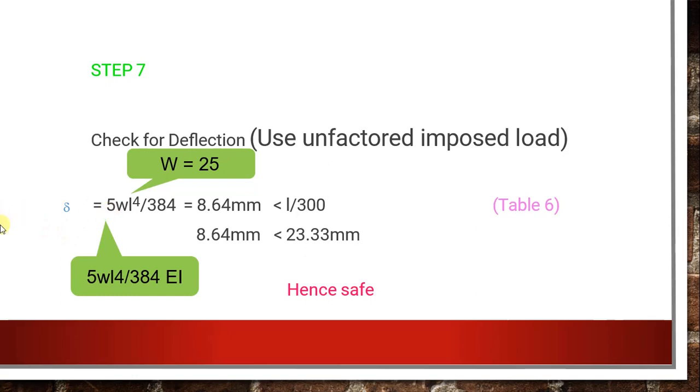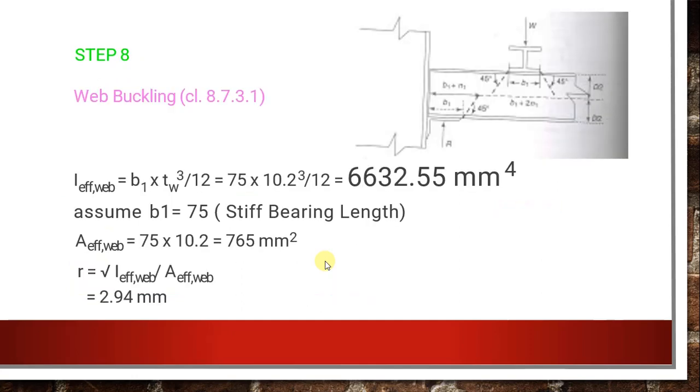By putting the values into this expression, you will get the deflection value as 8.64 mm. Here W is 50, which is the unfactored imposed load, and L is 7 raised to the power 4, divided by 384, which gives the deflection value. It should be less than L by 300. This clause is again given in the Indian standard, Table number 6. So here 8.64 mm is less than 23.33 mm, hence we consider the structure safe against deflection.